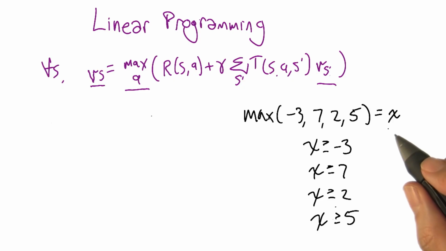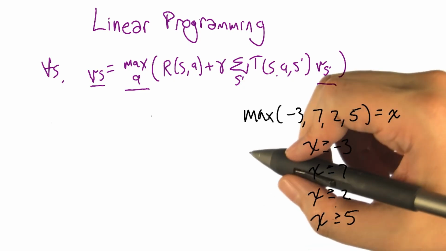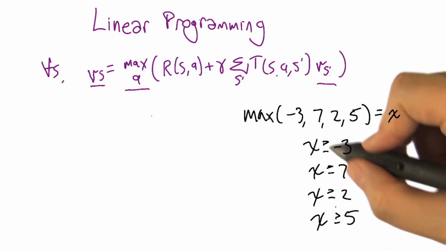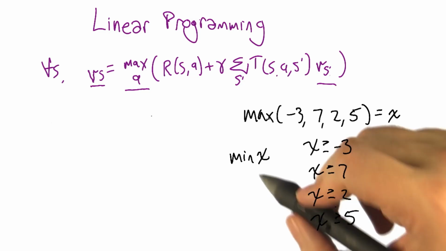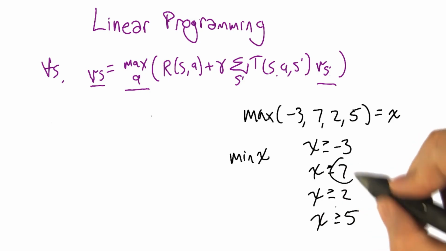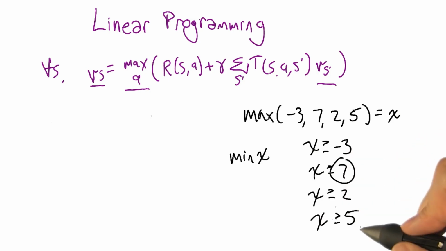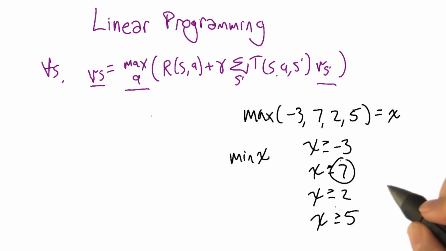We have to say that it's bigger than or equal to all these things, and of all the things that are bigger than or equal to all these things, we want the smallest such x, right? We want the x that's as small as possible while still satisfying all these constraints. In this case, that's going to have to be 7. Right? Because 7's bigger than all the other ones, and you can't get any smaller without getting smaller than 7.